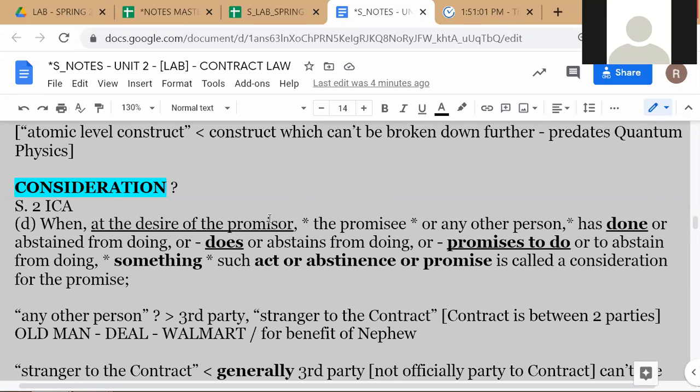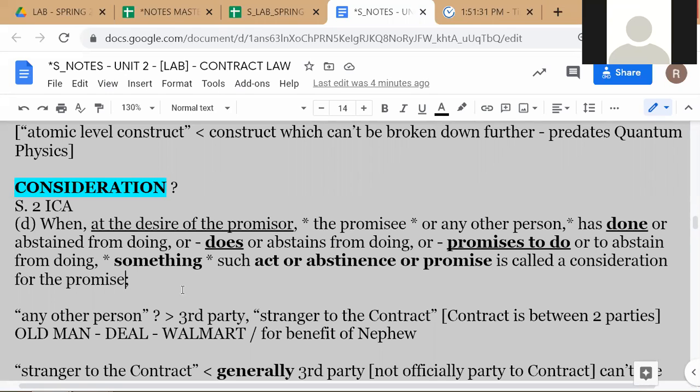You've got these two actors over here, and this guy has already made a proposal, which they have now called a promise, because we are assuming that being a promisee, he has accepted the proposal, so that it turns into a promise. And that's the promise that is being referred to here, the promise made by this guy. And what is the consideration for the promise? The consideration is whatever this guy does at the desire of the person making the promise.